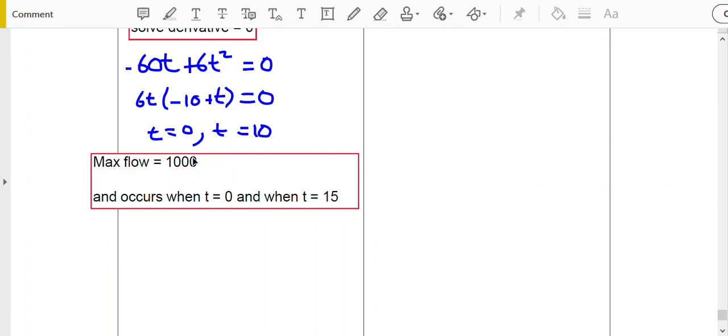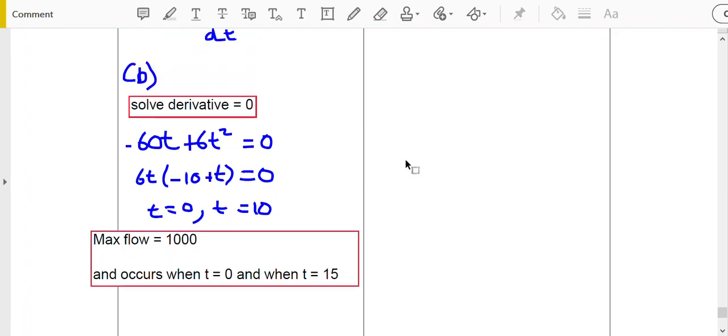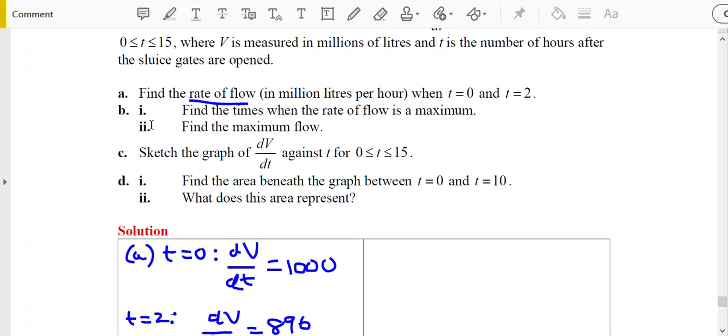But the max flow is 1,000 and it occurs at t equals 0 and at the endpoint as well, when t equals 15. So the max flow is 1,000, and the question is asking for the times. So the times are when t equals 0 and when t equals 15. So that takes care of part B.